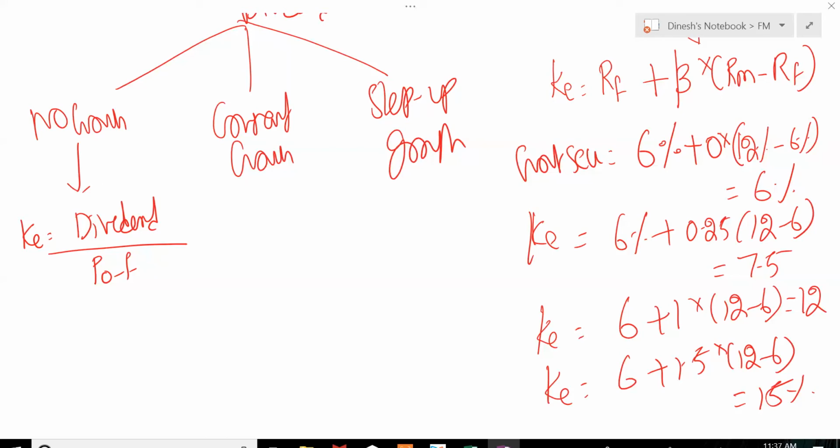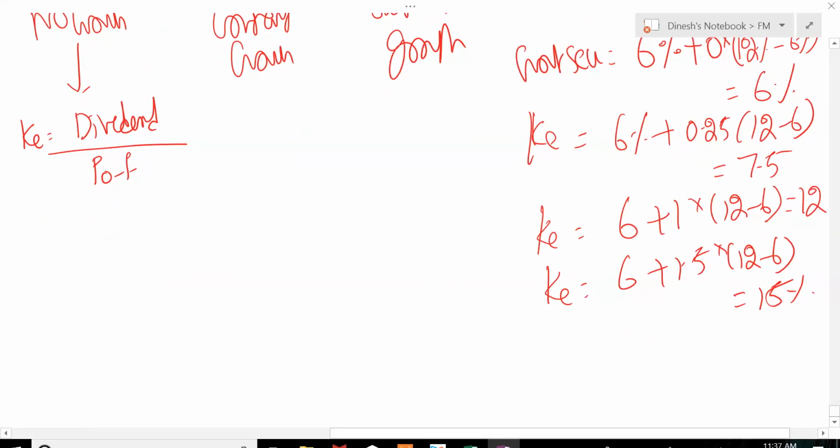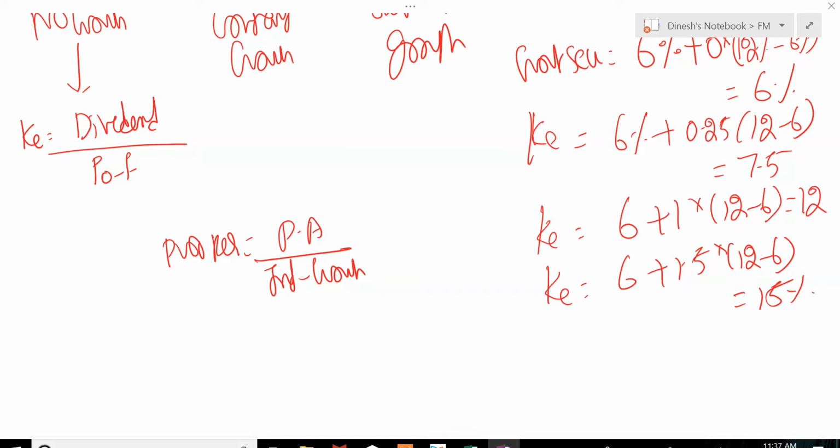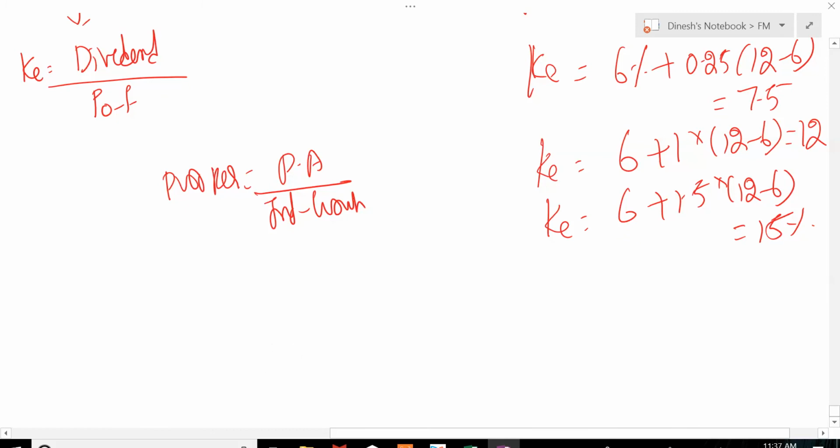If it's constantly growing, then it's a growing perpetuity. What is the formula for growing perpetuity? Present value of perpetuity equals perpetuity amount divided by interest minus growth rate. This is the formula I have done in the time value of money chapter. Now I swap the formula. Interest I call cost of equity, so cost of equity minus growth equals perpetuity amount divided by present value of perpetuity.